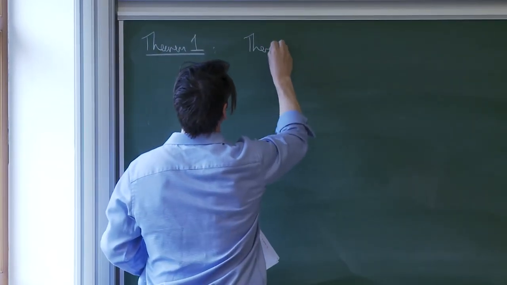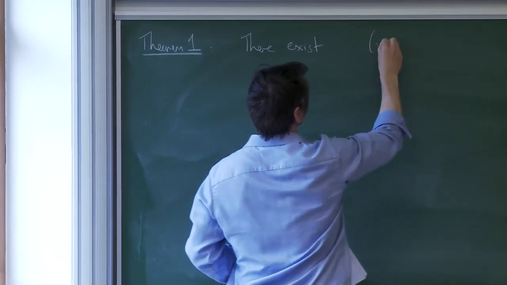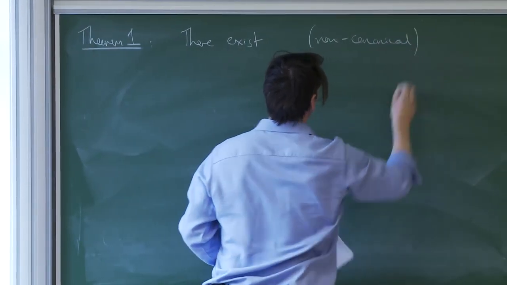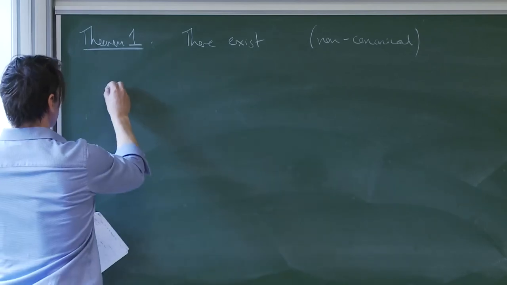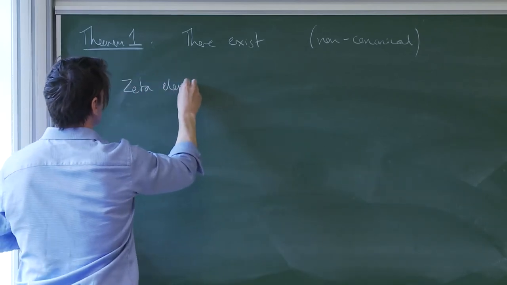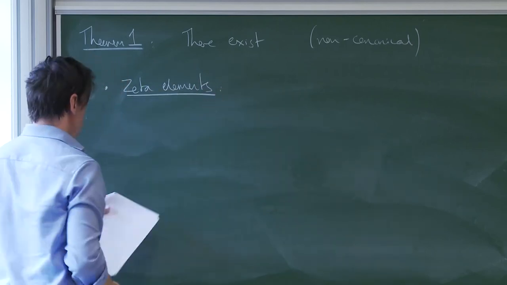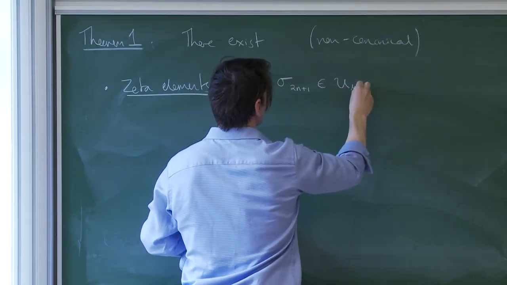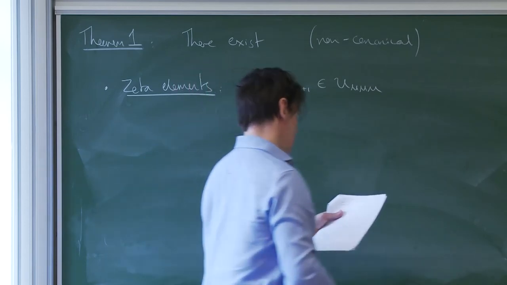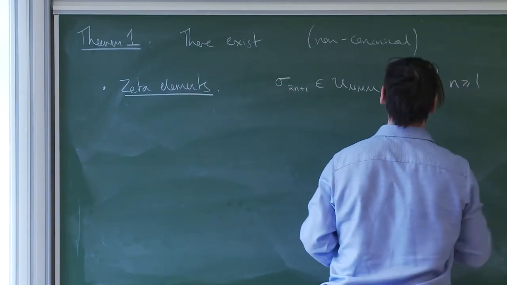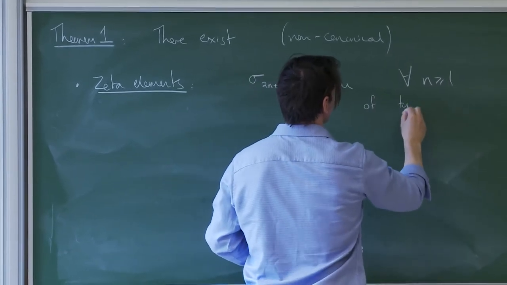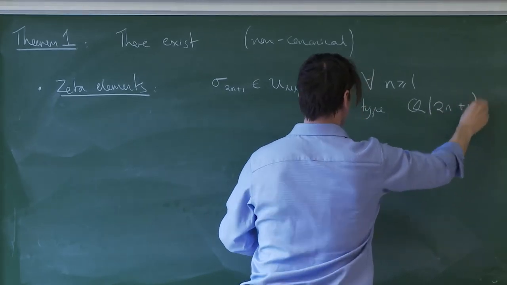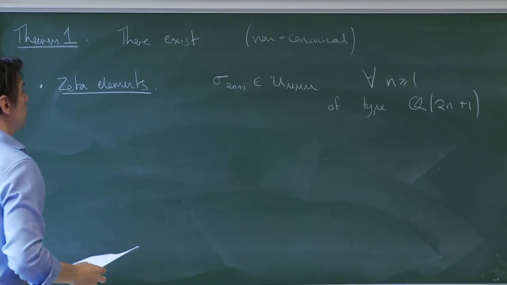There exist, and these are non-canonical; their abelianizations are canonical. So there exist, first of all, zeta elements. I call these sigma 2n plus 1 in UMMM for all n. And they have a Hodge structure. They are of type Q(2n+1). And what do they look like?